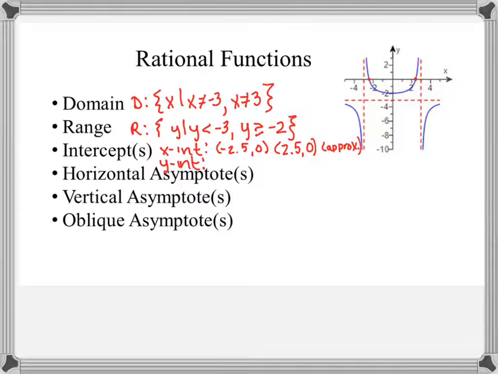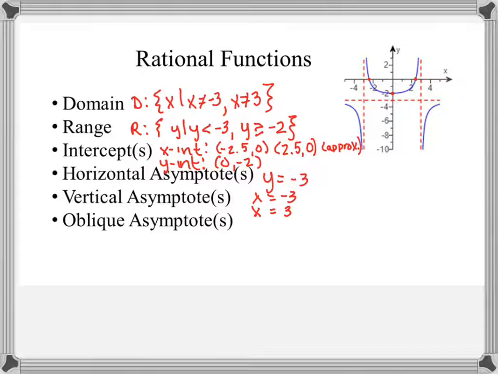For the y-intercepts, we have 1, which is at (0, negative 2). Horizontal asymptote, we have 1 at y equals negative 3. Vertical asymptotes, we have 2. One's at x equals negative 3, and one is at x equals 3.